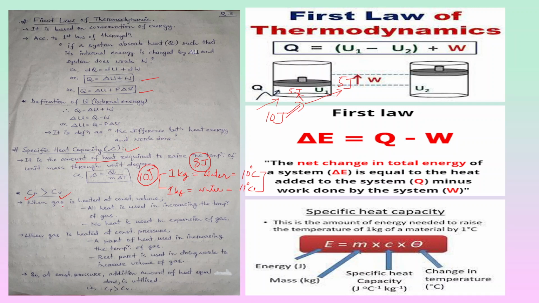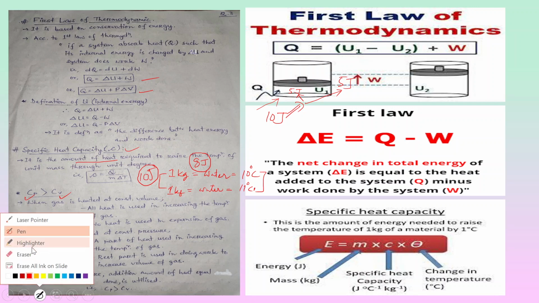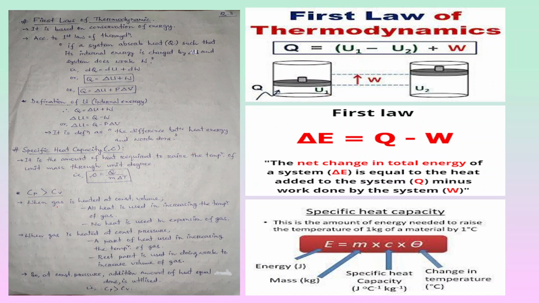Now when gas is heated at constant volume, when we keep volume constant, then when we heat, that means we are giving some energy, then all that heat is used to increase the temperature of the gas. That means however much heat we give, that heat is used only to increase their temperature, and no heat is used in expansion of the gas.